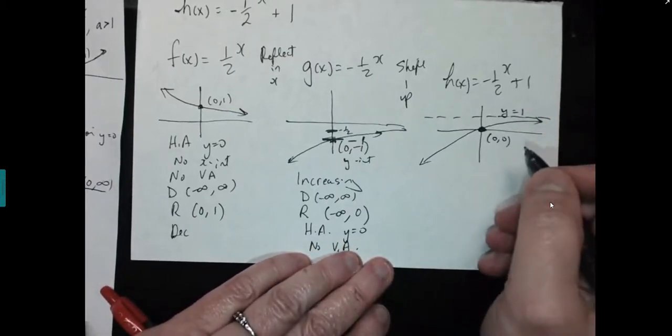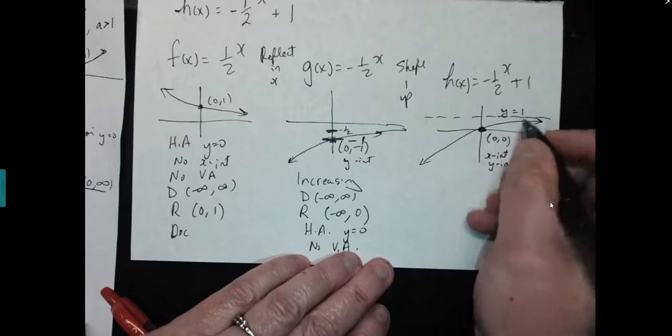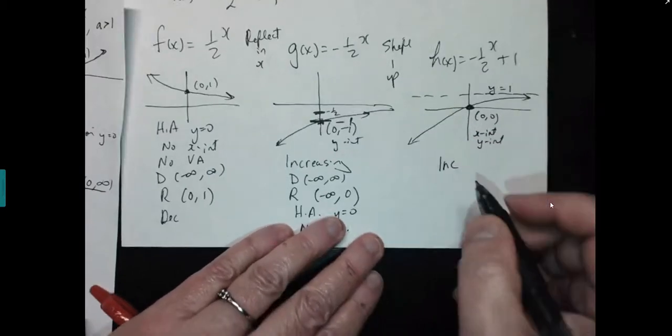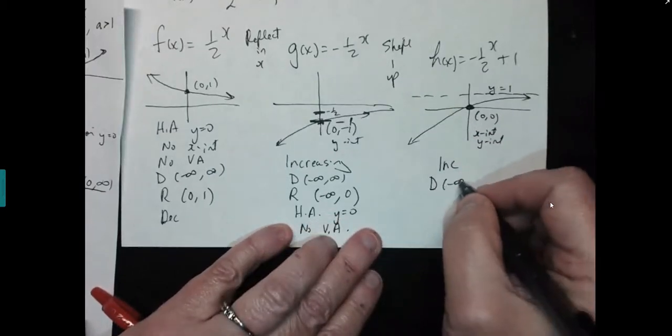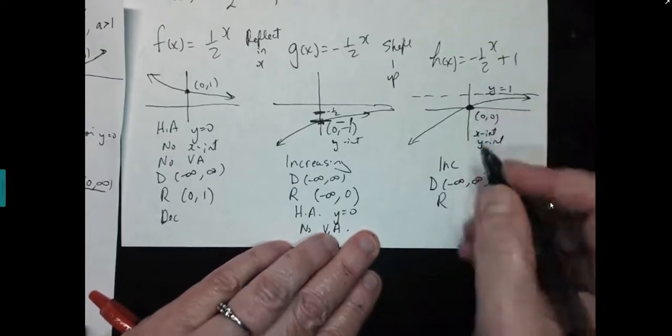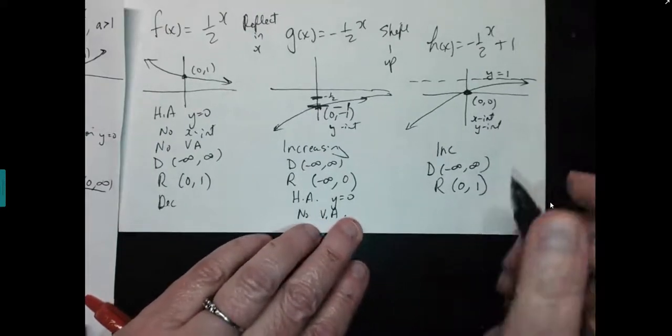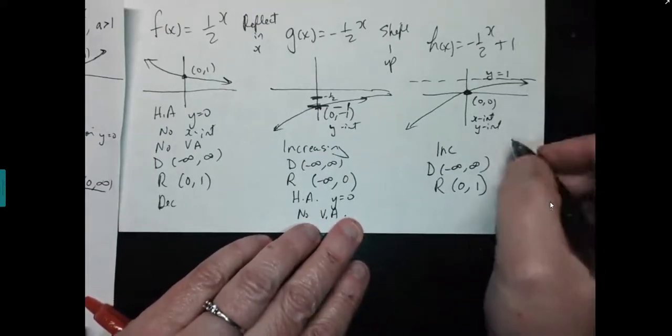So I do have an x-intercept and a y-intercept. They're both at the origin. It's an increasing function. My domain is negative infinity to positive infinity. My range is negative infinity all the way up to, but not including, 1. There's no vertical asymptote.